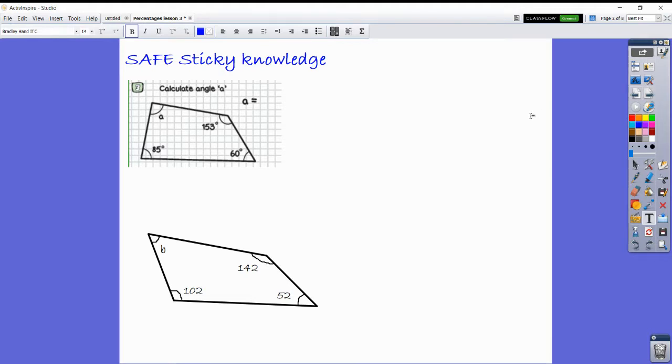So once you've done that, go on to your Save Sticky Knowledge. For your Save Sticky Knowledge, we're looking at quadrilateral shapes. A quadrilateral is a 4-sided shape, and the angles within a quadrilateral add to 360 degrees. So you don't need a protractor for this. What you need to do is add the 3 angles that you've been given, take that away from 360, and that will find your angle A. And then for angle B, you add again the 3 angles you've been given, take that away from 360, and that will give you angle B.